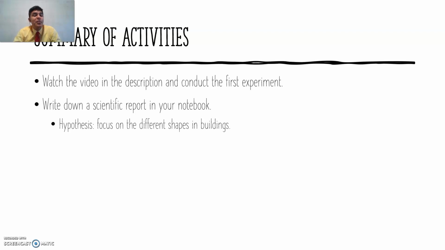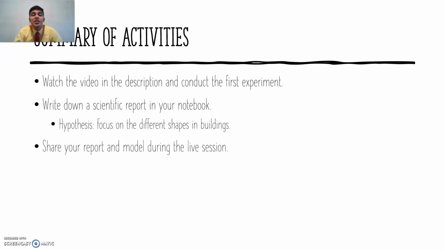And something very important that I mentioned before, one more time. In your hypothesis or in the theory that you want to prove, you need to focus specifically on the different shapes of buildings. One more time, there are buildings that are a little bit more rectangular, and there are some others that are triangular. What happens in those buildings during an earthquake? What happened to the rectangular buildings during the earthquake? And what happens to the triangular buildings during the earthquake? That's what you need to write down in your report.